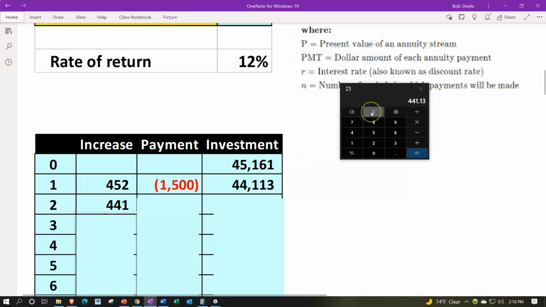So we're going to take that 441, which you can also calculate as 44,113. Sorry, hold on a second.